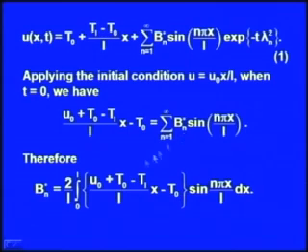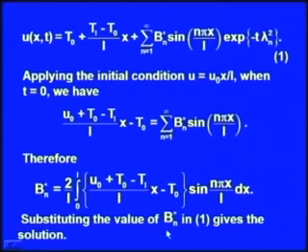The value of V n star we can write, the V n star will be 2 over L integral 0 to L, then this function of x. So, u naught plus t naught minus T L over L into x minus T naught multiplied by sin n pi x over L. Now, when you evaluate the value of this V n star and substitute it in this equation 1, you get the temperature distribution in the bar u x t.